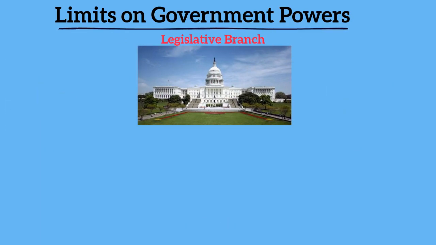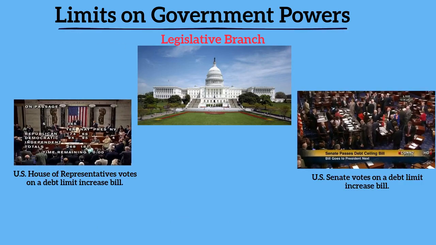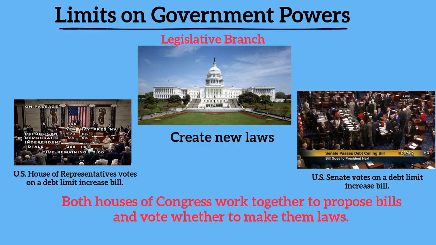So each branch has their own role and their own responsibilities, their own powers? You bet. And let's start with the legislative branch. The primary role of the legislative branch is to create new laws. Both houses of Congress work together to propose bills and vote whether to make them laws.